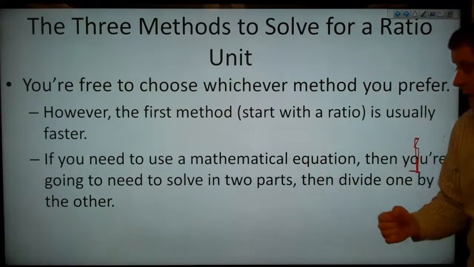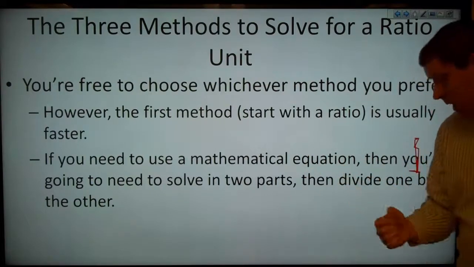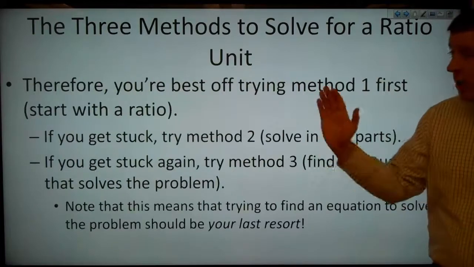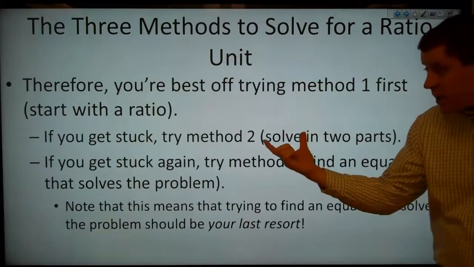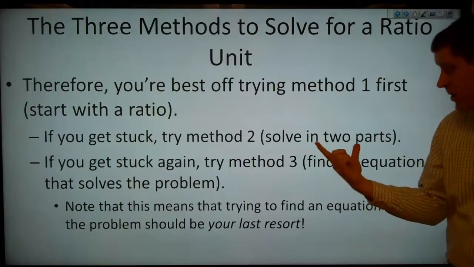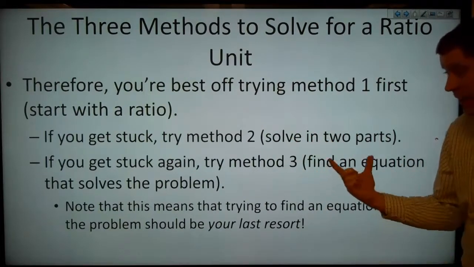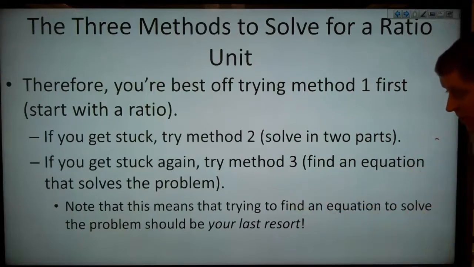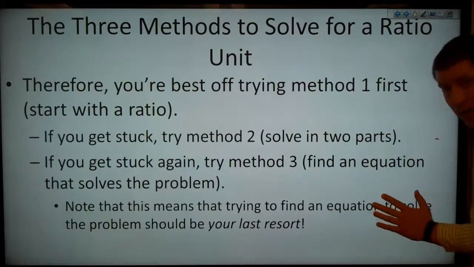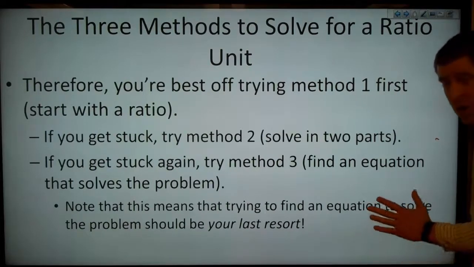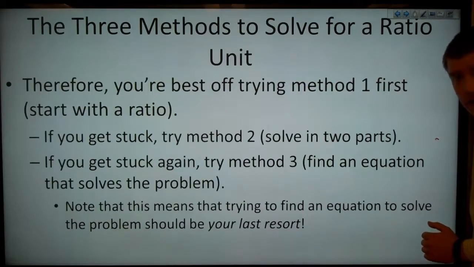And if you need to use a mathematical equation, then you're going to need to solve in 2 parts, and then divide one by the other. So your best approach is to try method 1 first, which is starting with a ratio. And if you get stuck, then and only then try method 2, which is solving in 2 parts. And then if you get stuck again, then try method 3, which is finding an equation that solves the problem. So note here that this means that trying to find an equation to solve the problem should be your last resort. You should have no other idea how to solve the problem before you go trying to find an equation that will solve it for you.